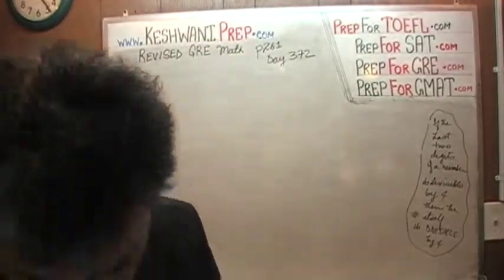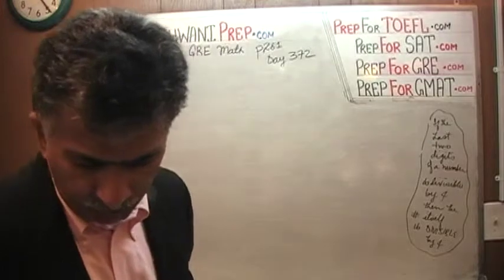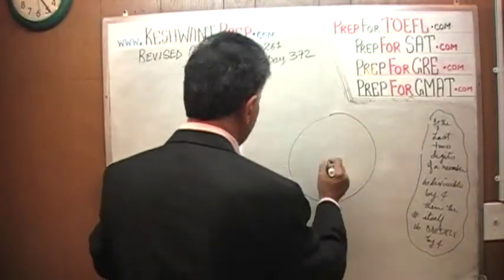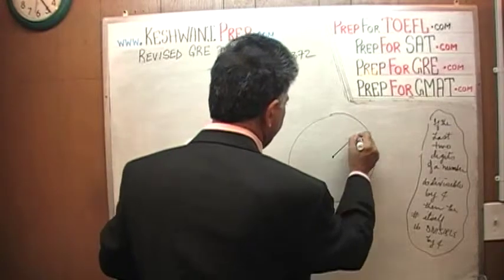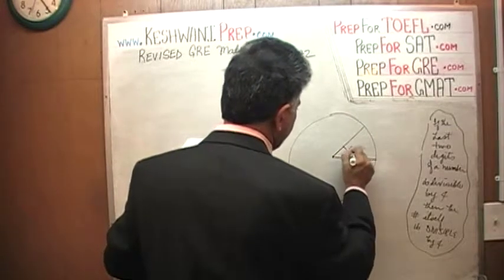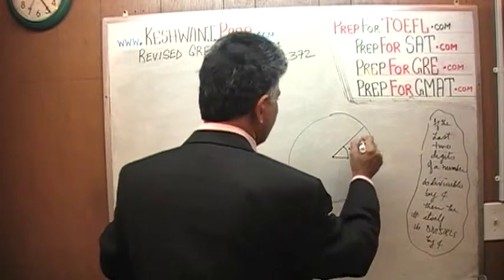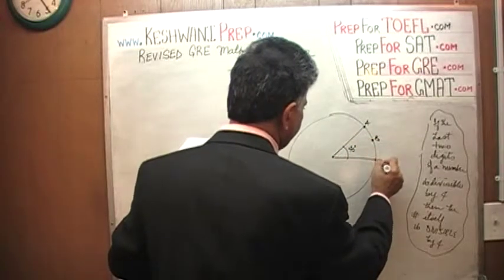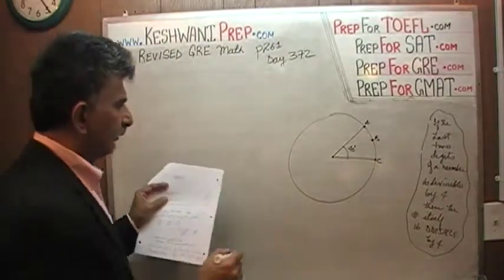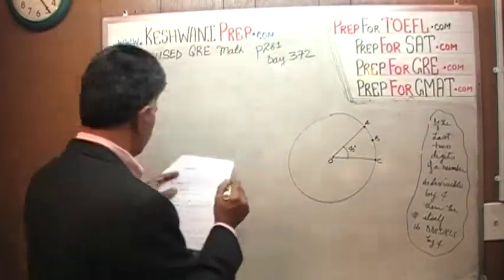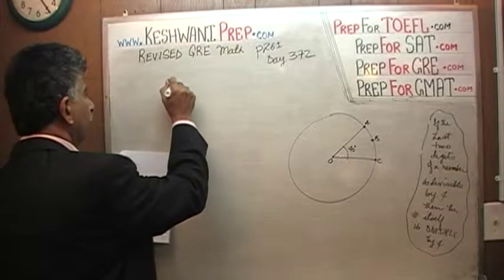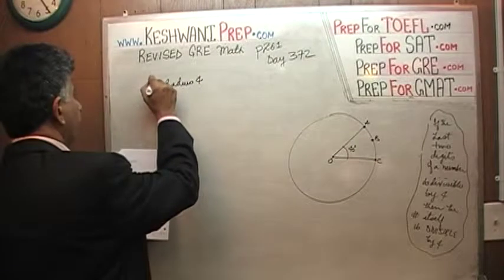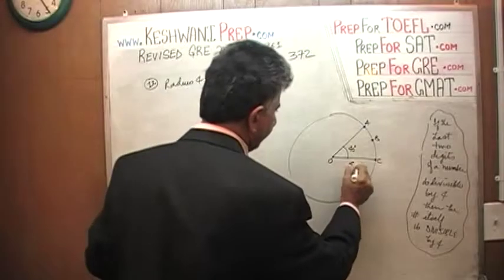Number 12, these are straightforward problems. We have a circle here with a center O, we are told. Right here is the center, and here is the slice we are given, which we are told is 40 degrees. And there is the arc A, B, C. A, B, C is the arc, the center is O, and we are told that the radius is 4. So the radius is 4.